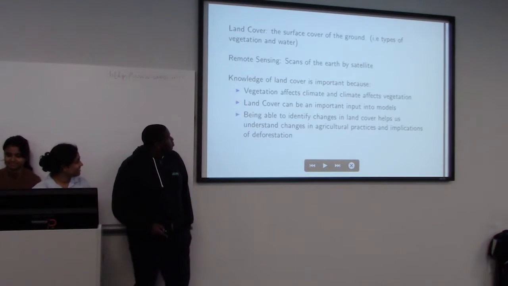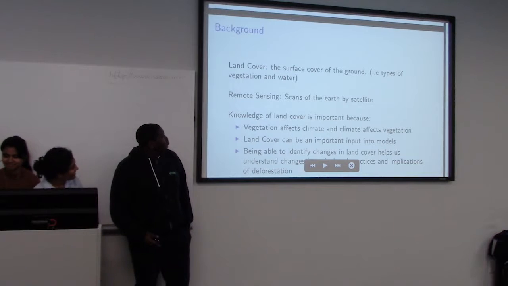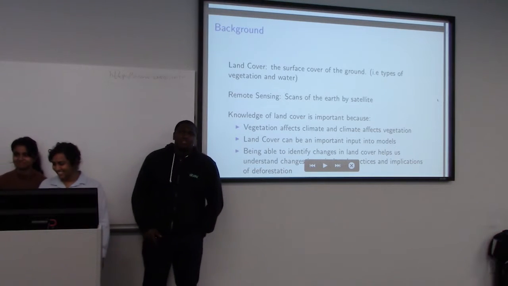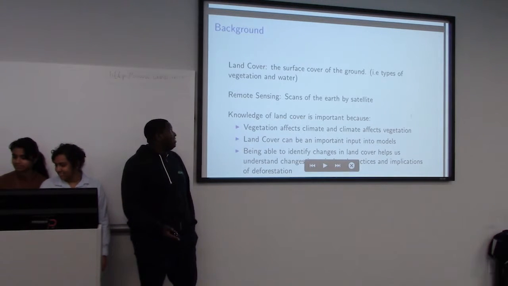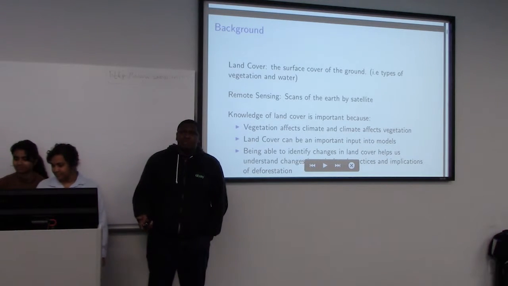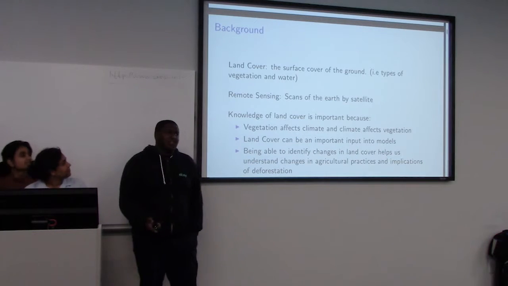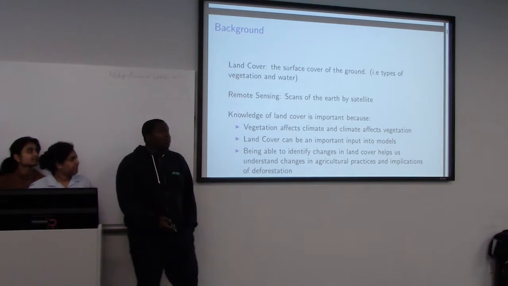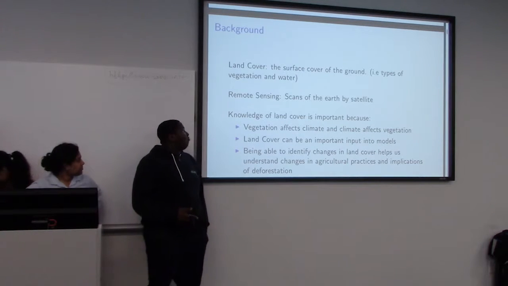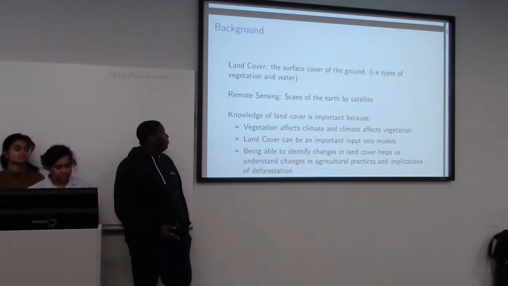All right. So just before we get into the details of our project, we want to go over some background. So first of all, what is land cover? Land cover is just basically the surface cover. And so what we mean by that is the type of vegetation, like maybe corn, soybeans, or it could be water. So it's just the type of surface of the ground.